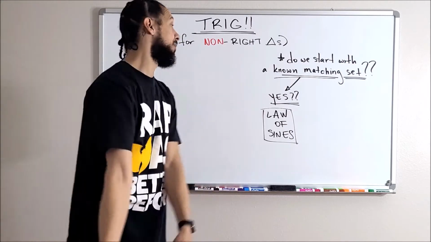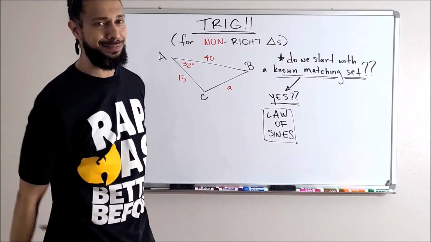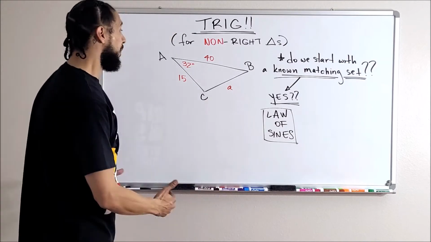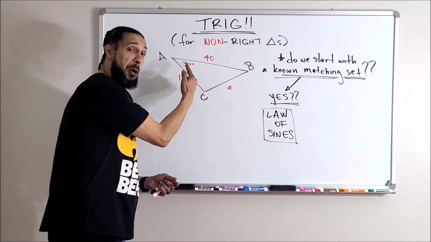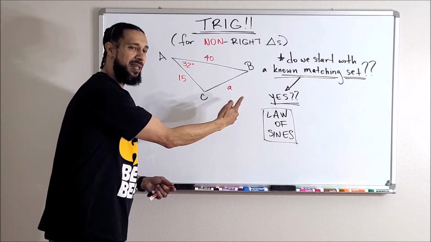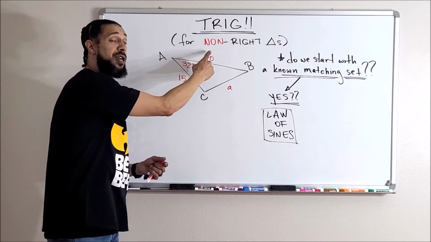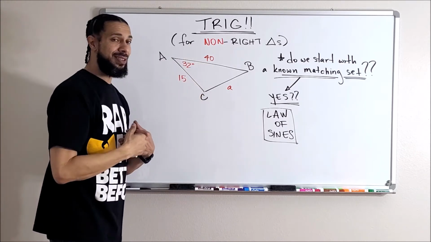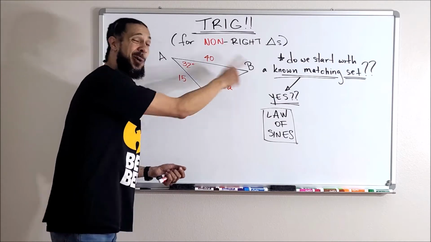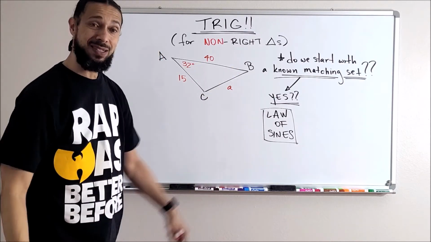What if it looks like this? What if I have 32 degrees, that's a known angle, but I don't know the side across from it? I got 40, but I don't know the angle across from it. I got 15, but I don't know the angle across from it. I have no matching set.